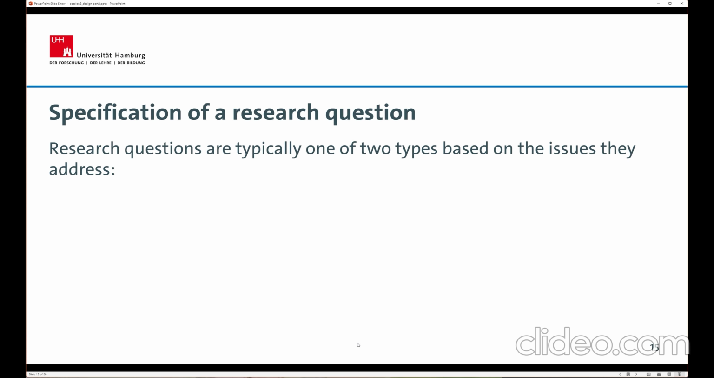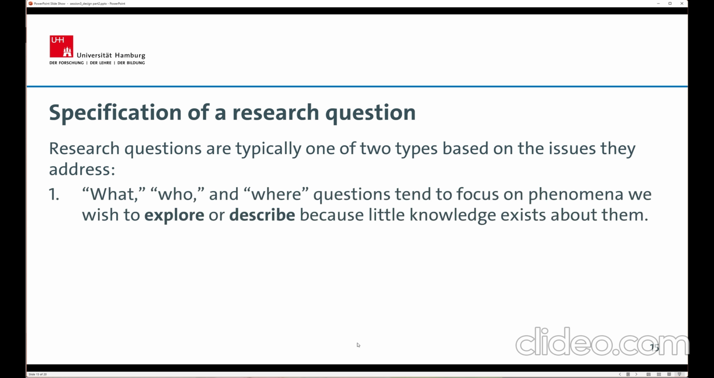So, in general, when you do specify such a research question, very basically, you can distinguish two types of different research questions based on the issues they address. We call them type 1 and type 2 research questions. Type 1 questions are very often what, who, and where type of questions. They focus on phenomena we wish to explore and describe because little knowledge exists about them.